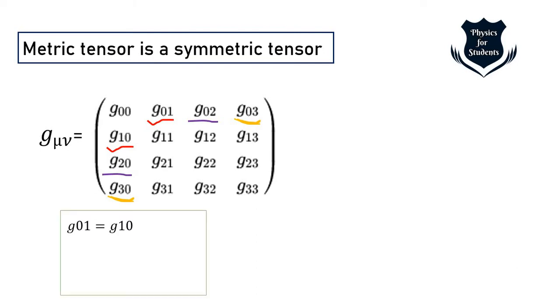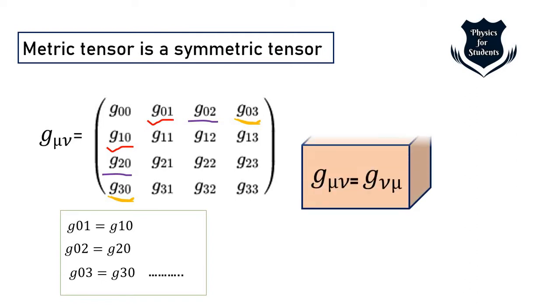So what happens is that if we go on eliminating G01, which equals G10, G02, which equals G20, and G03, which equals G30, we actually deduct all those, and what we get is a symmetric tensor. That means G mu nu equals G nu mu. I have shown this on your screen, that we can continue reducing those which are symmetric, and the metric tensor turns out to be a symmetric tensor.